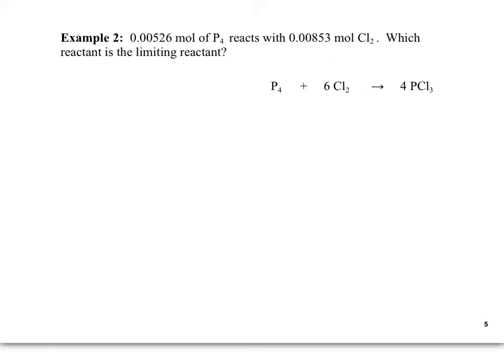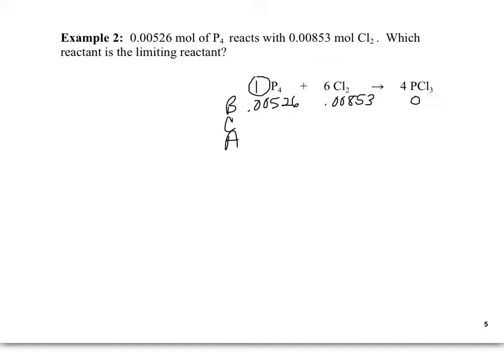Let's look at an example where the reactants do not react in a 1-to-1 ratio. Here in this reaction, the reactants react in a 1-to-6 ratio. We have 0.00526 moles of the phosphorus and 0.00853 moles of the chlorine. We have amounts of each of the reactants, and so we have to determine which is the limiting reactant. So I've started my BCA table. Now I have to find the limiting reactant.